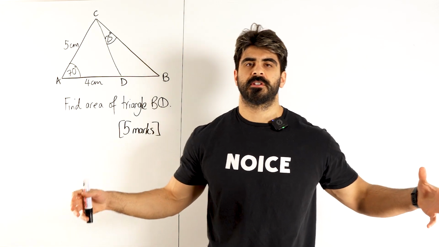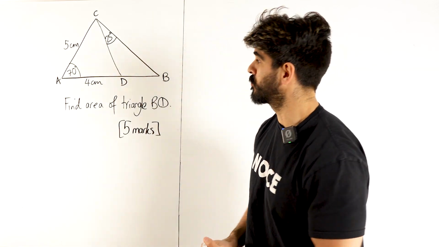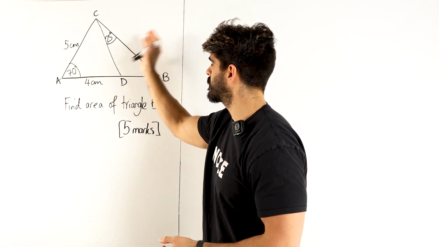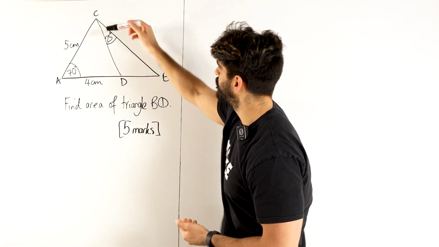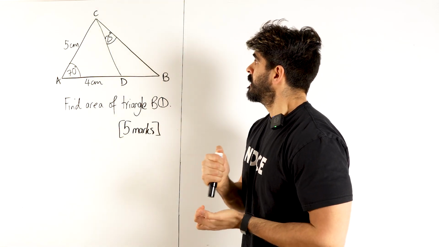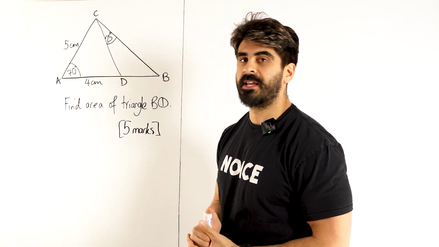5 marks, GCSE, non-right angled trigonometry. So we have this big triangle here with all these lengths and angles marked. Find the area of triangle BCD. Okay, well, if it's a non-right angled triangle, how do you work out the area?